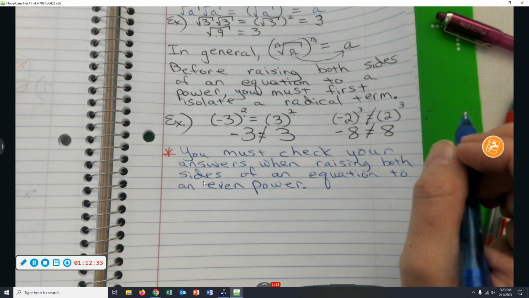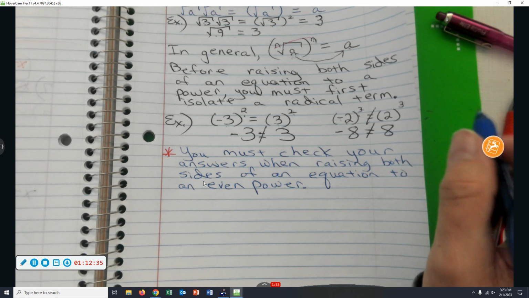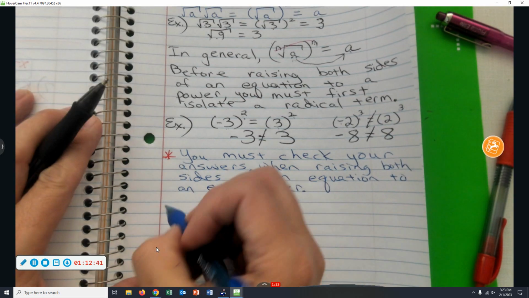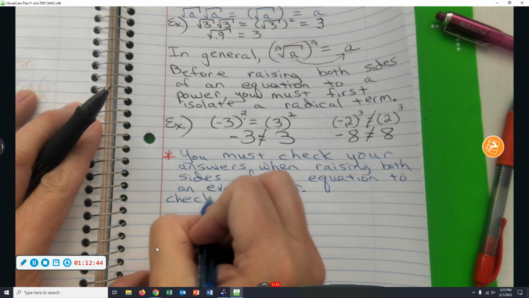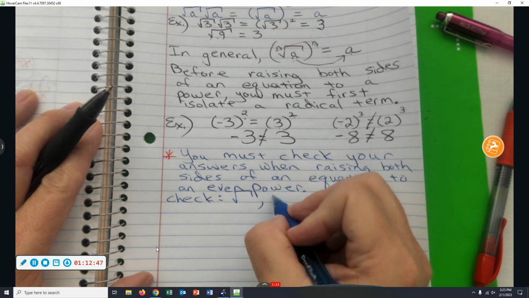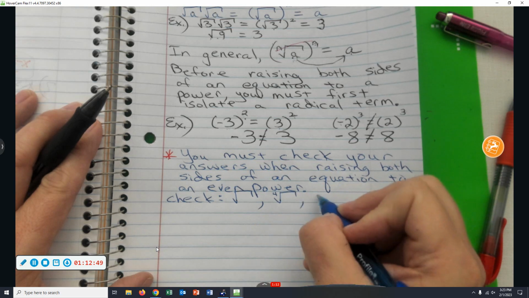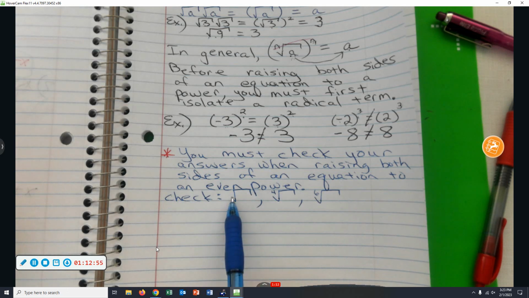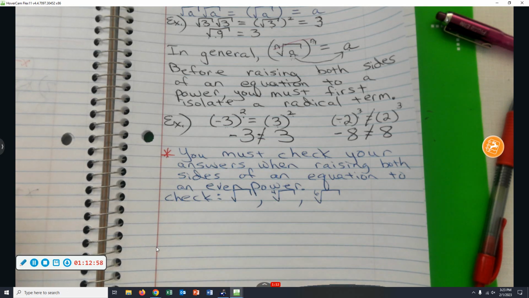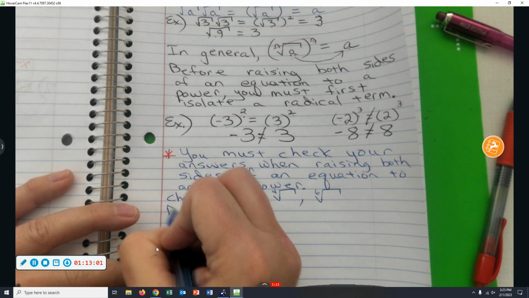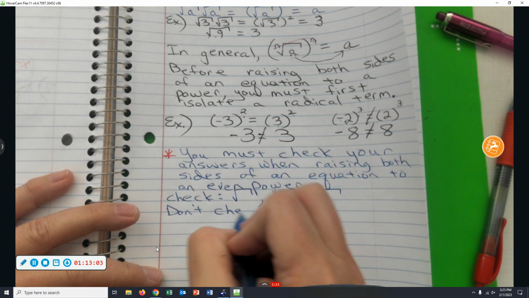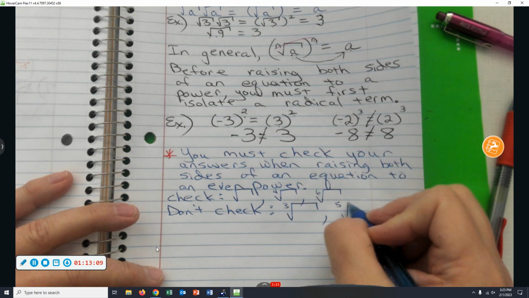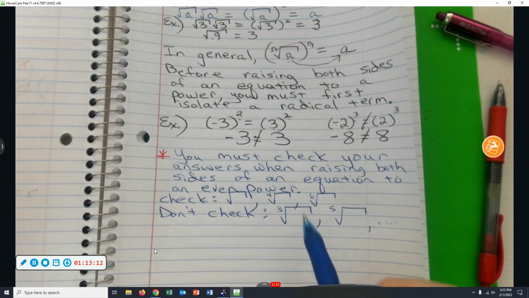If it's a cube root, is 3 an even number? No. So for cube roots, you don't have to check. So, let's see, check. I'm going to write check, square roots, and fourth roots. If you had a sixth root, you have to check that also, but I think all we have in terms of even powers are square roots and fourth roots. You don't have to check cube roots, fifth roots. Y'all understand what I'm saying there?